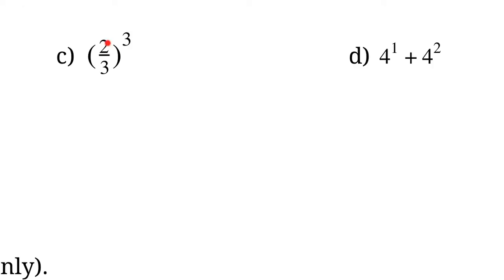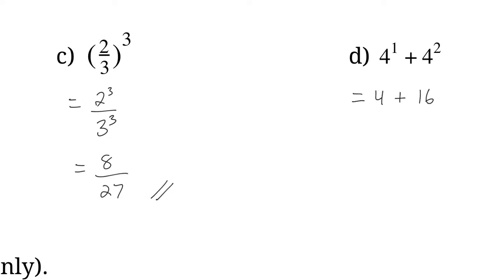In the next one, we have 2 over 3 to the power of 3. Since this is in brackets, that exponent applies to both the numerator and the denominator. So this is just equal to 2 to the power of 3 over 3 to the power of 3, which is just 8 over 27. And in our last one, we have 4 to the power of 1 plus 4 to the power of 2. Well, we know that 4 to the power of 1 is just 4, and 4 to the power of 2 is 16. So this is equal to 20.